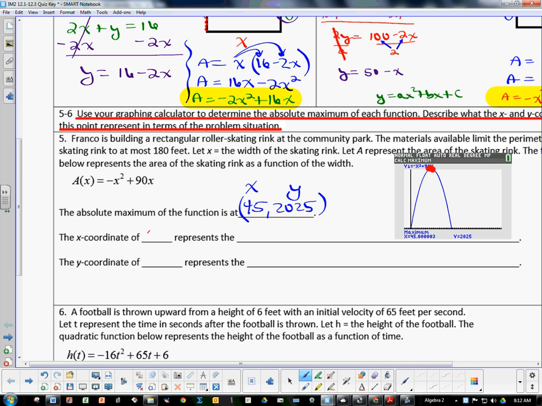So the x-coordinate of 45, what does that represent? Well, isn't that the... Yeah, that's going to be the width. Because if you travel this way on this x-axis, this is your width, and this is going to be your area. So the 45 represents the width for the greatest area.